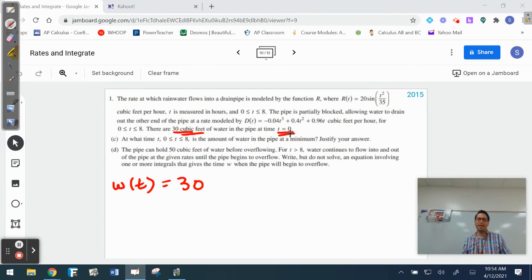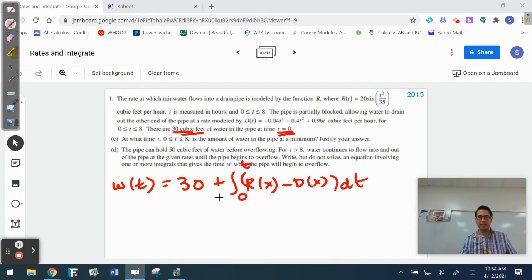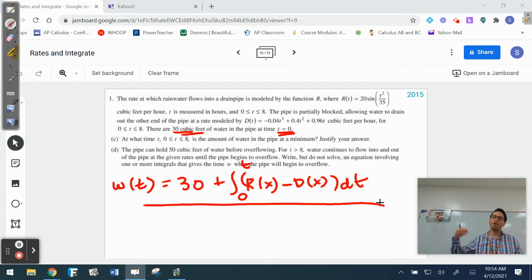Okay, but then what am I going to do? I'm going to find the total amount of the rate that water flows into the drain pipe, which would be R of x. I can't use t, so R of x. Now, remember that the pipe is partially blocked. So you got water entering and then you got water draining. So then I've got to subtract out the water that drains. So that's all I have to do. And that's going to go from 0 to t of dt. This is going to give me the total amount of water that's in the pipe.